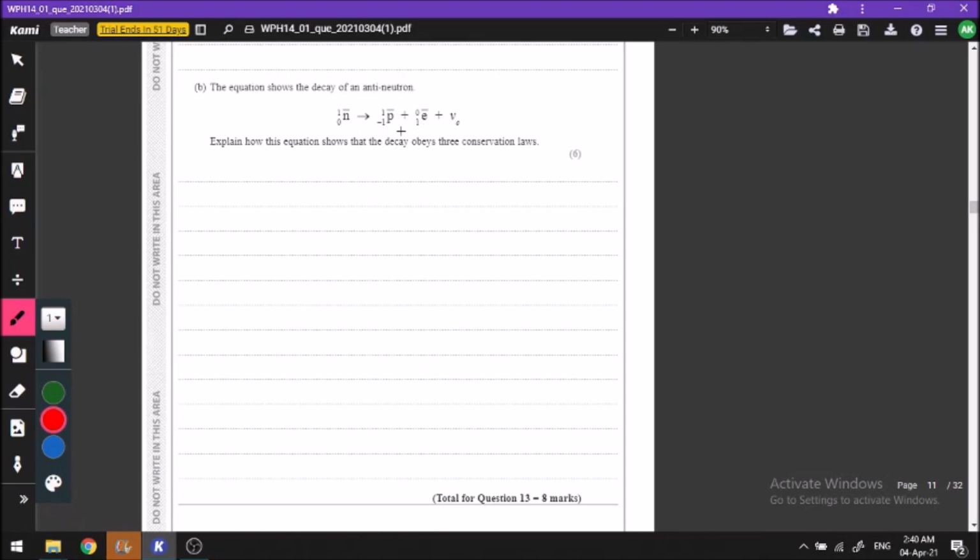Okay. So the question is asking us what the three conservation laws are that this equation follows; we have to list them down. So the three conservation laws that this equation follows are the charge, baryon number, and lepton number.